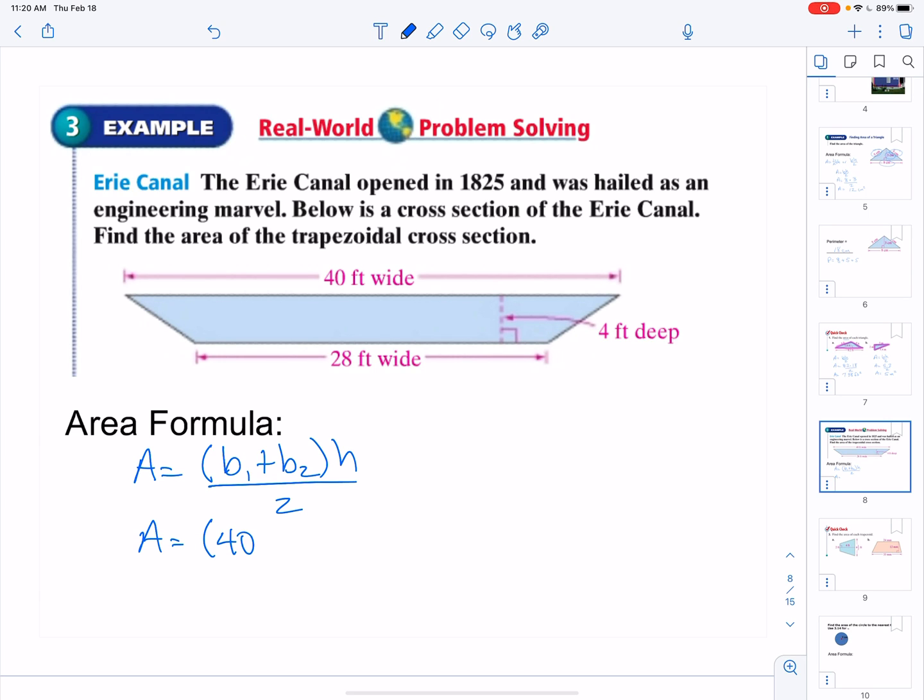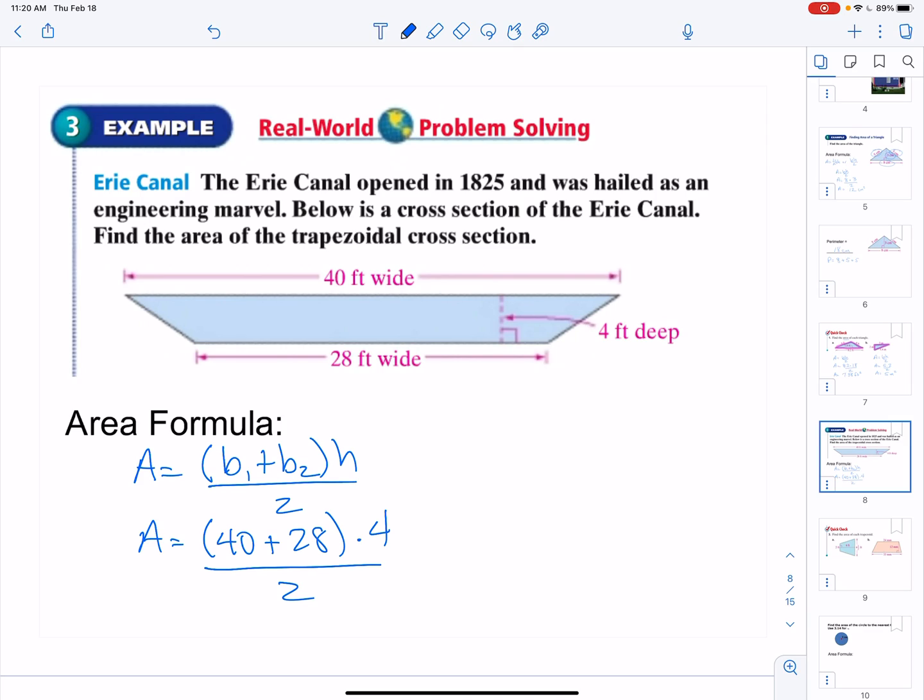So I'm going to say 40 plus, and then whatever I used for B1, I use the other one for B2, which is 28, times how tall it is, which is the distance between those 2 shapes, which is 4, and then I'm going to divide that by 2.